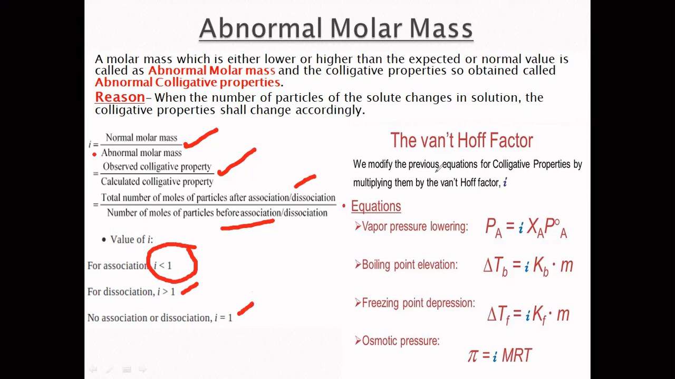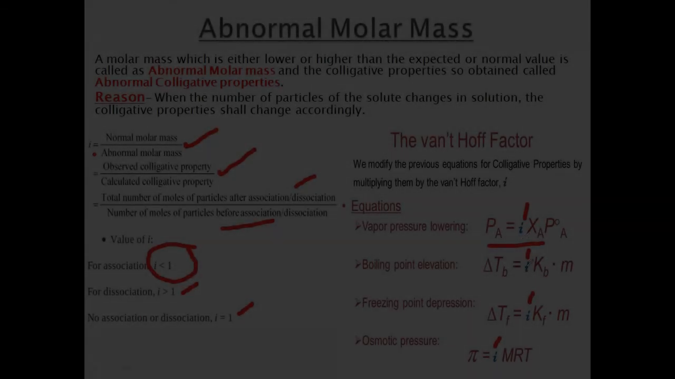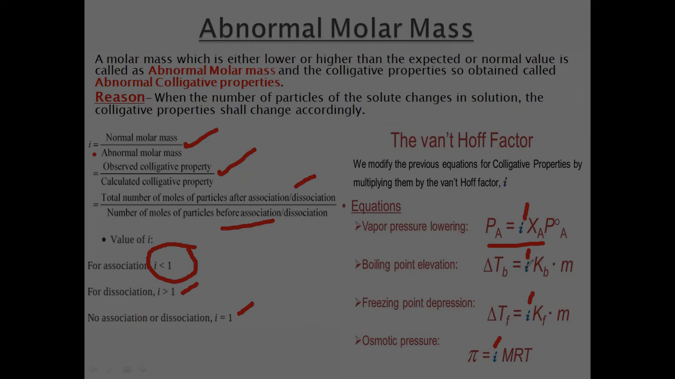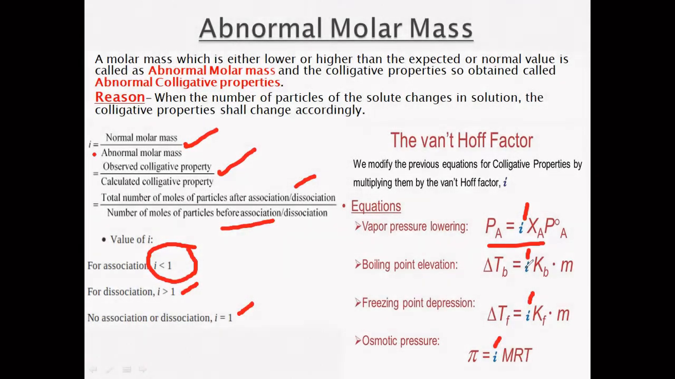See the modified form of those colligative property formulas. The same formula is applied, but i is introduced. Similarly, in boiling point elevation, i is introduced, and i is introduced in some other formulas. If there is no association or dissociation, you can put the value of i as 1, and this is how we get the formula which we previously saw.